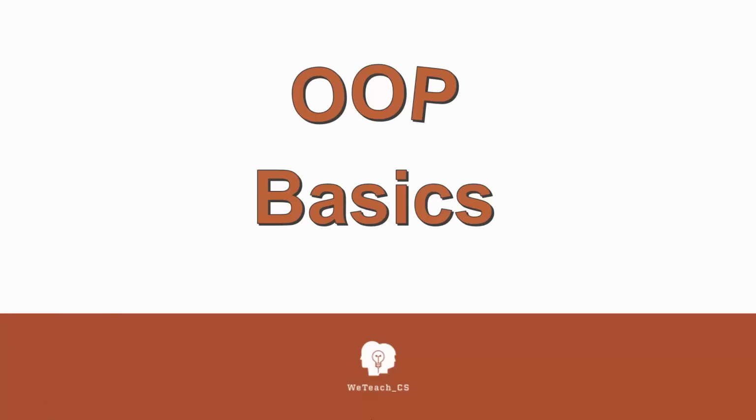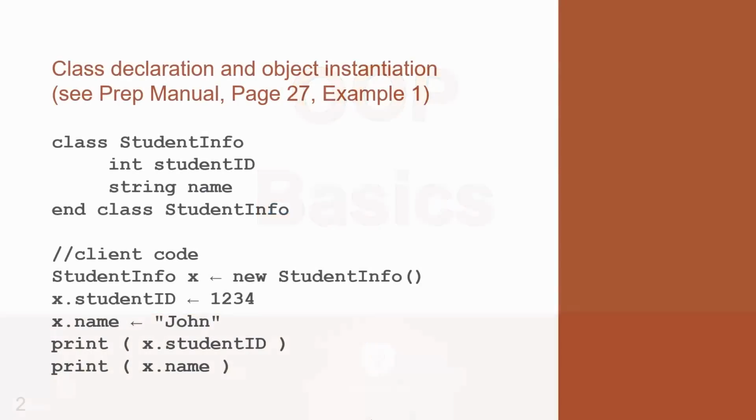Let's take a basic class and develop it further using the ideas of abstraction, encapsulation, information hiding, and polymorphism. This class you can find on page 27 of the preparation manual, example number 1. It's a student info class that has 2 instance fields, student ID and name.